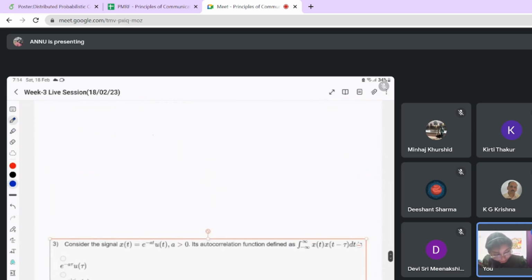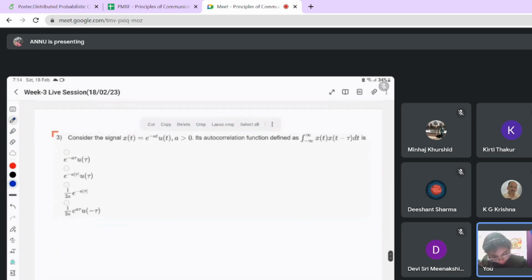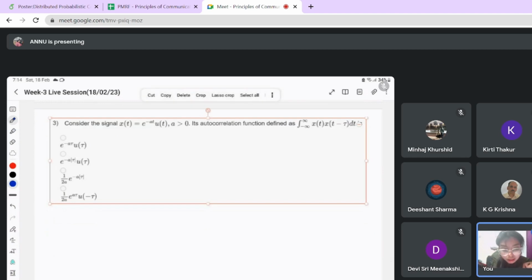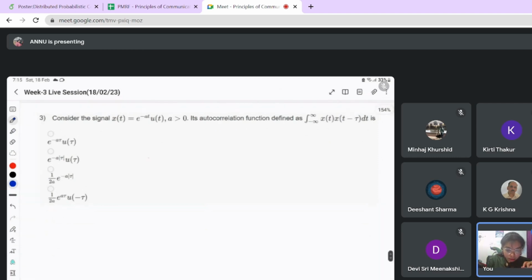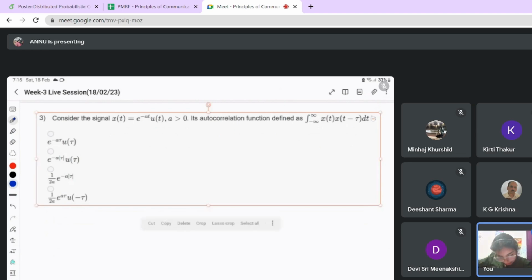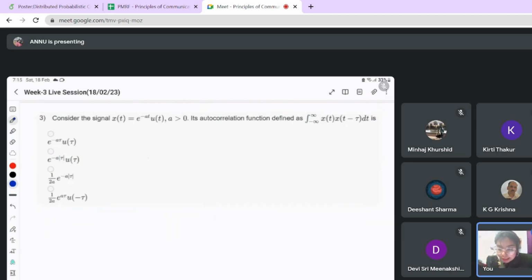Yeah, this question. If somebody has solved this question, then I will say that you will have good preparation for GATE. So solve this question. Consider the signal x(t) equals e power minus at u(t), where a is greater than 0. Its autocorrelation function is defined as this one. Solve this question. It's easy, but you have the possibility to make a mistake.